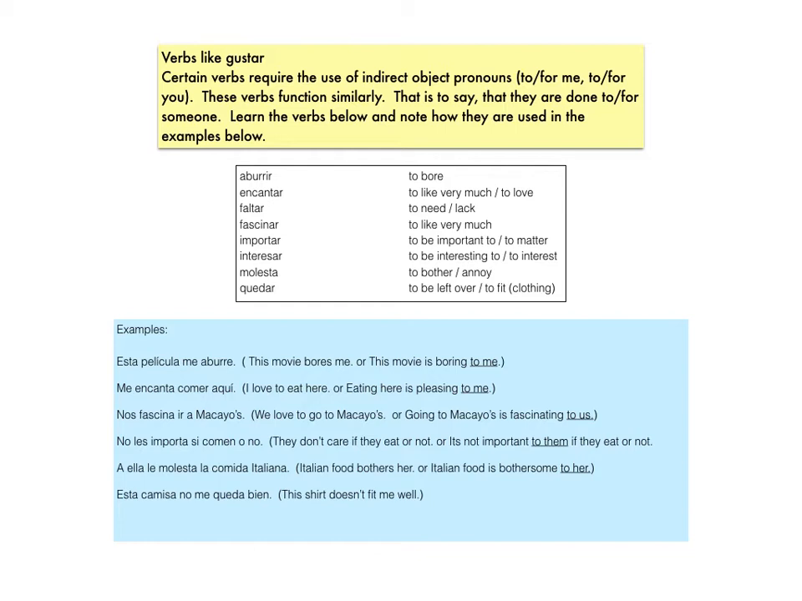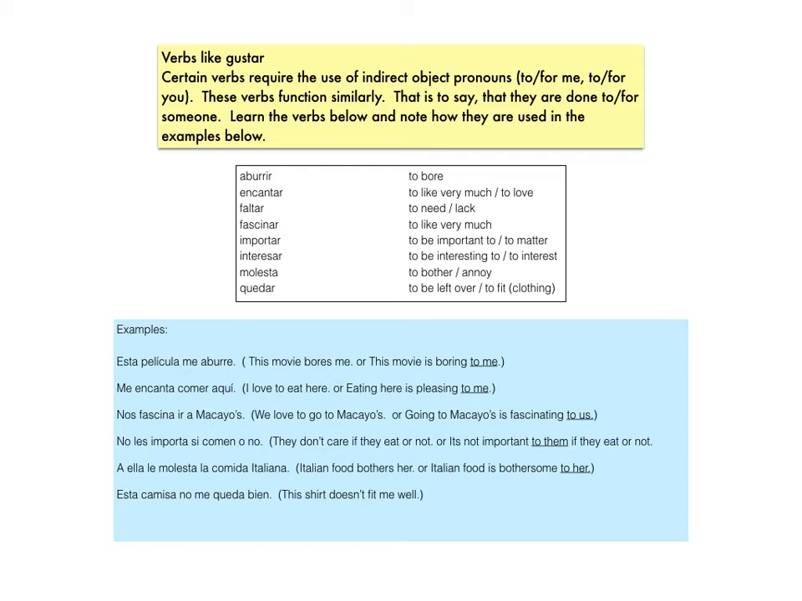Okay, so these are all verbs that again require the use of to me or for me or to you or for you, etc. Just in their nature, if you will. Okay, so let's take a look at the examples. Esta película me aburre. So this movie bores me is kind of how we would express it in English, but in Spanish we have to say this movie is boring to me. So notice we have that to me part there.